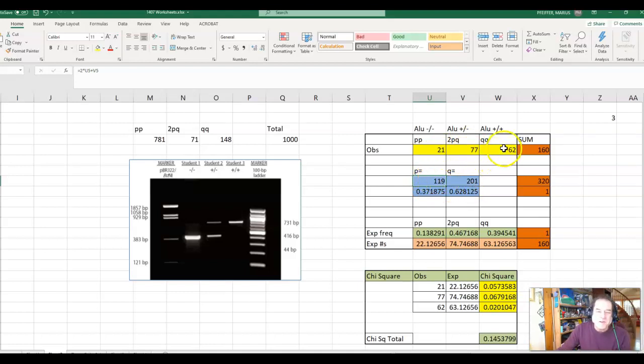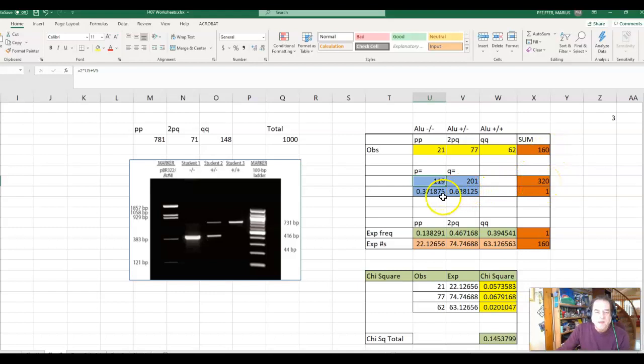And similarly over here, 62 twice is 124, plus 77 is 201, and there we are, 201. All right? And that's 320 total alleles, which is twice 160. So all the numbers are working so far.